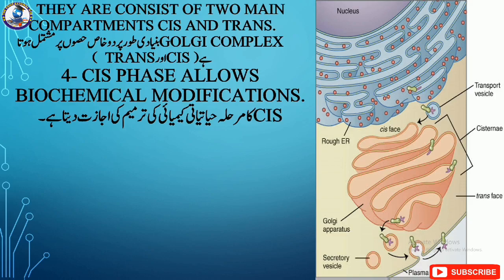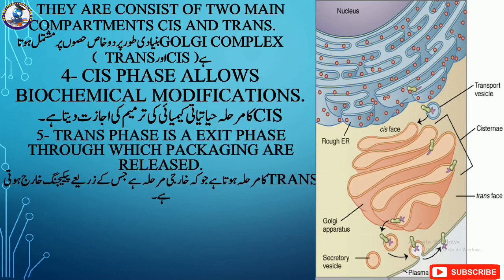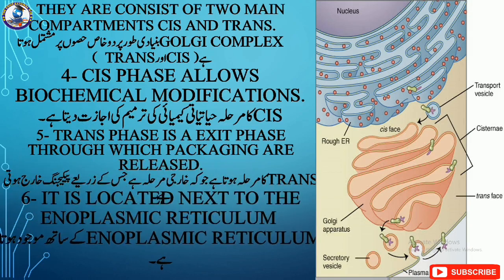Cis phase basically allows biochemical modifications. Basically, in the cis phase the packaging is done, and the next phase, the trans phase, is also known as the exit phase, through which the packages produced in the cis phase are released. If we talk about the location of Golgi apparatus, it is located just next to the endoplasmic reticulum.